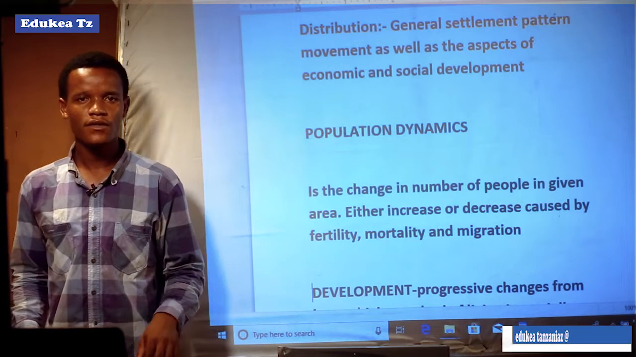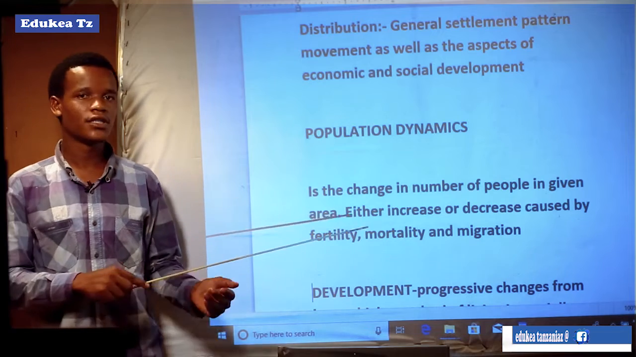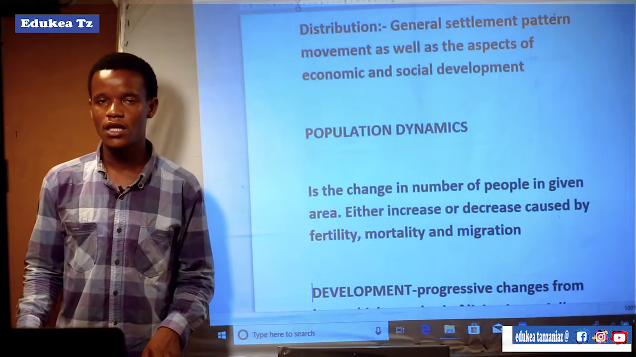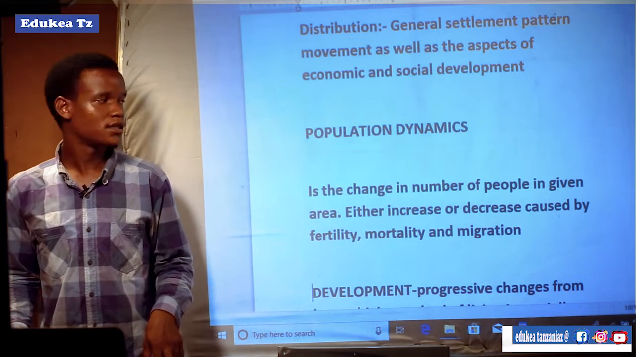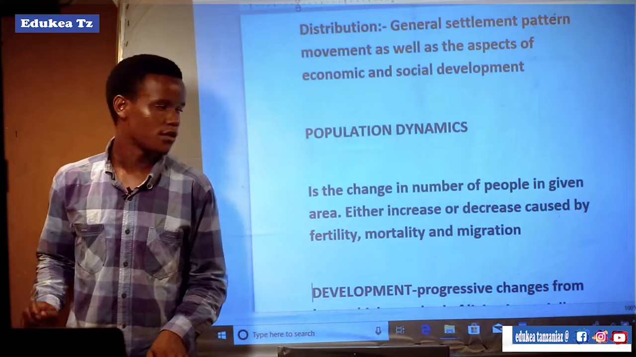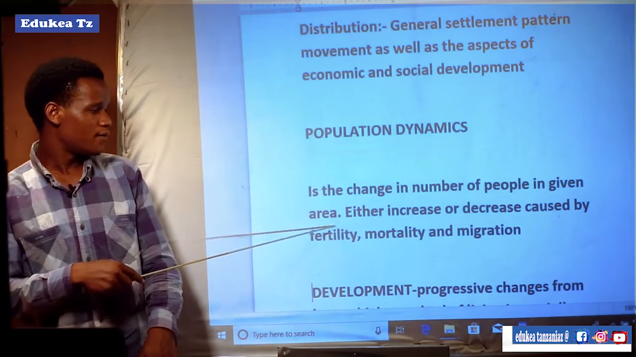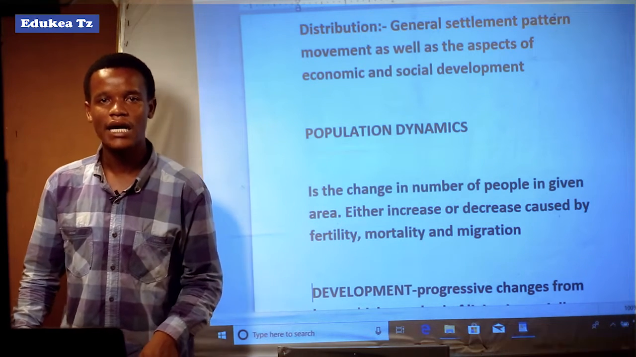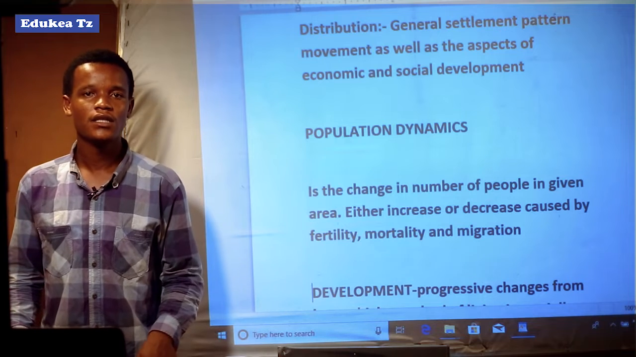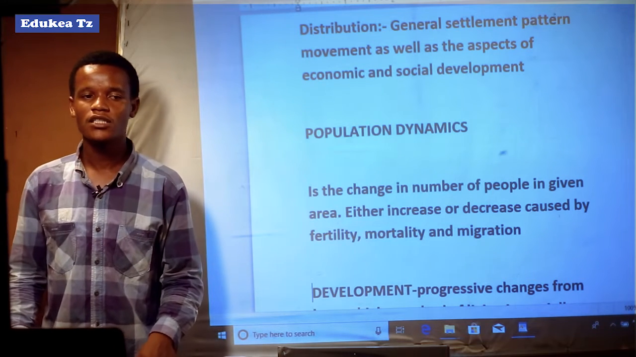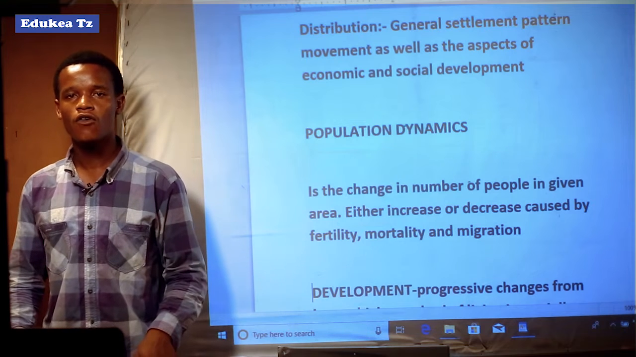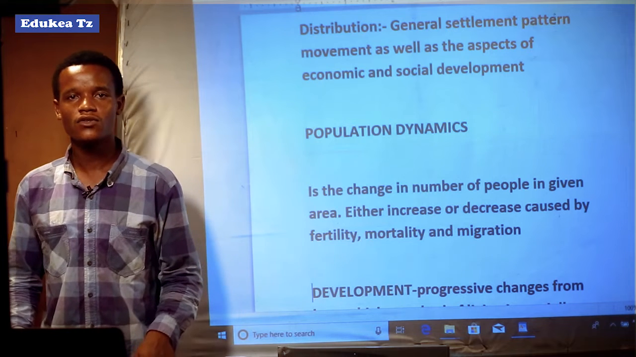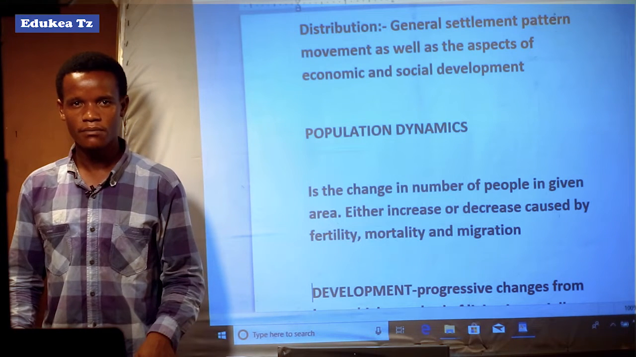The first reason that leads to population dynamics is fertility. Fertility, the number of births in a certain area, is among the factors that lead to population dynamics. Another factor is mortality. Here we look at deaths occurring at a certain place at a given time. Another is migration. Migration means the movement of people from one place to another.